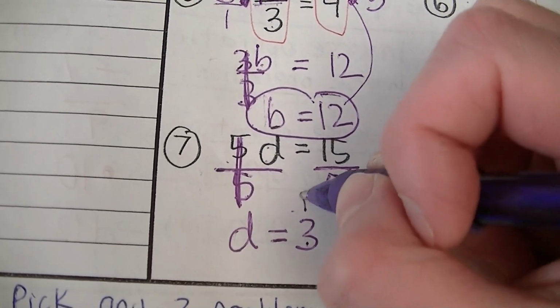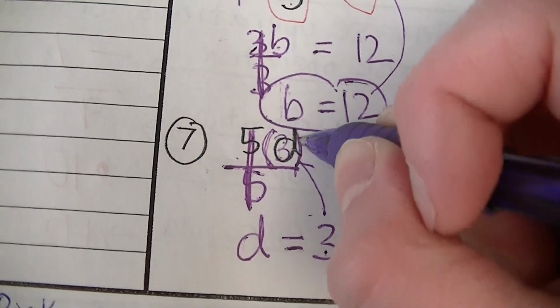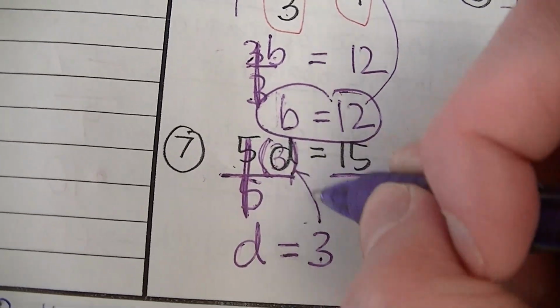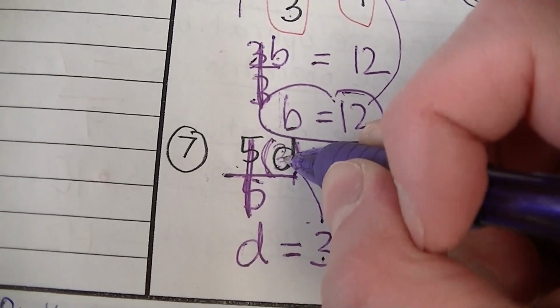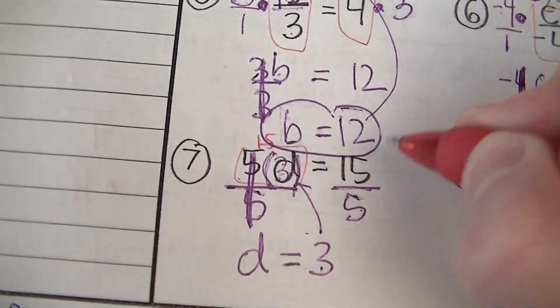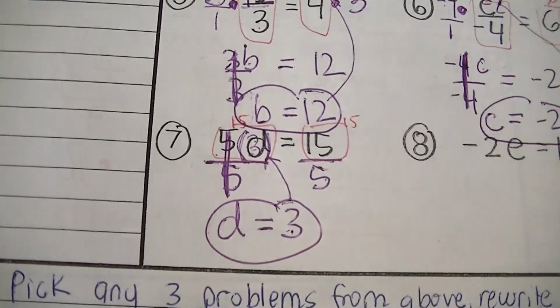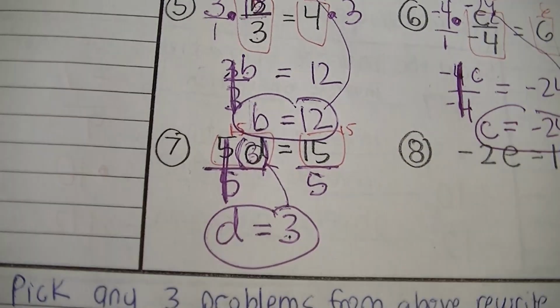Let's plug it in, substitute it, put it right there. Make sure you put the parentheses around it to remind you to multiply. It's not going to be 53. Nope, it's 5 times this value. So 5 times 3 is 15. So this side equals 15 and this side equals 15. Now it's a true equation. So the value of d is equal to 3. It makes that equation true.